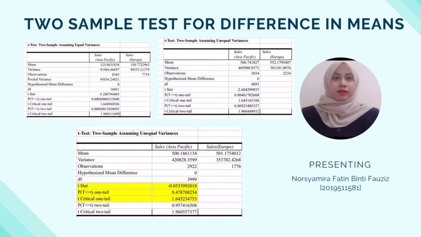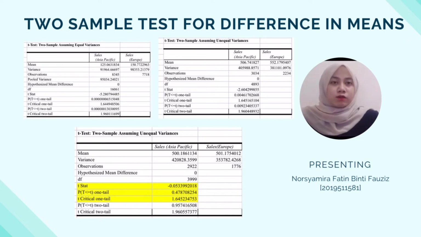Next, I will present about two sample tests for difference in means. Based on tabular database, we want to test the difference between two groups of customers at Asia Pacific and Europe for sale of furniture, technologies, and office supplies. The data collected from customers in Asia Pacific and Europe. Now, let's take a look at sale of furniture.